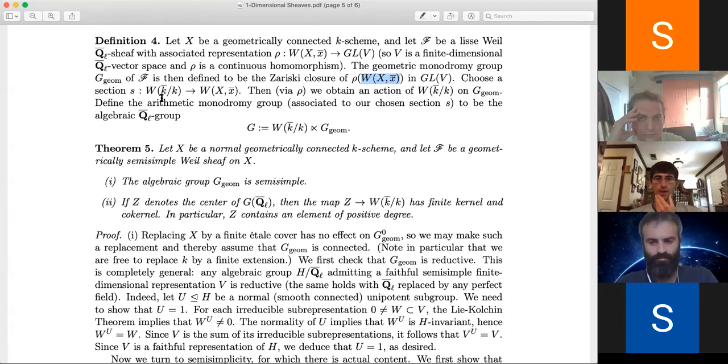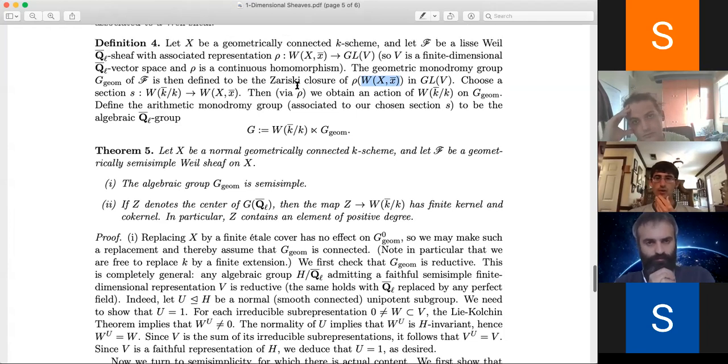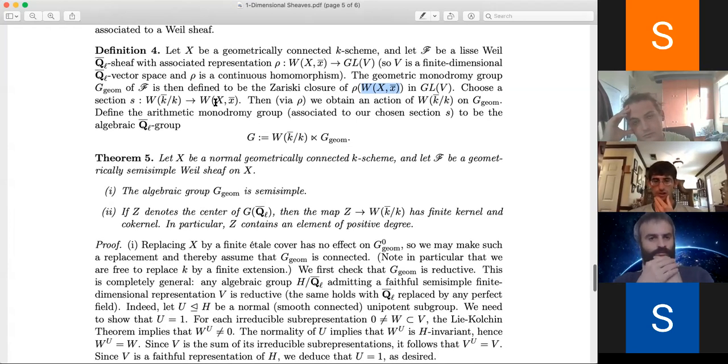And now choose a section from the Weil group of K bar to the Weil group of X. That is nothing more than an element of degree 1 inside this group. That's what a section is. Then using this section and rho, the Weil group maps to GL of V. And so you obtain an action of the Weil group on the geometric fundamental group by conjugation. Via the section, you then obtain an action of the Weil group of K bar, which is just Z.